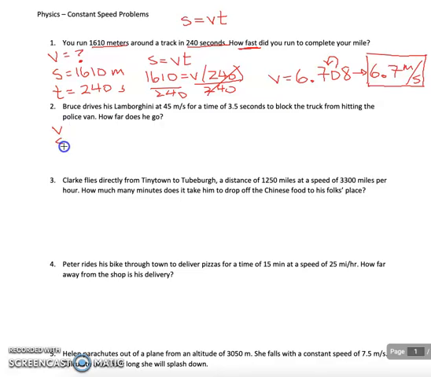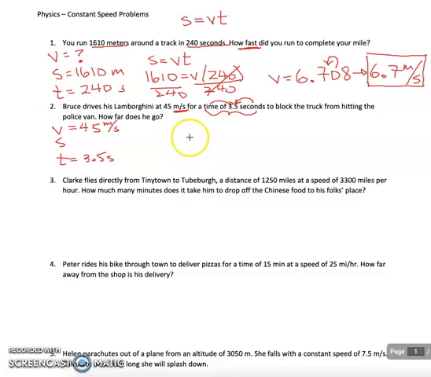All right, next scenario. Bruce drives his Lamborghini at a speed. I know it's a speed because of the units here, for a time of 3.5 seconds. Notice how this time you're given the word time tells you that, as well as seconds. So both of these guys tell you that that number refers to seconds. So in our list of givens here, we can go 45 meters per second and then 3.5 seconds.